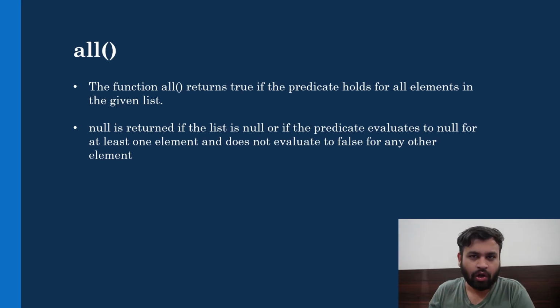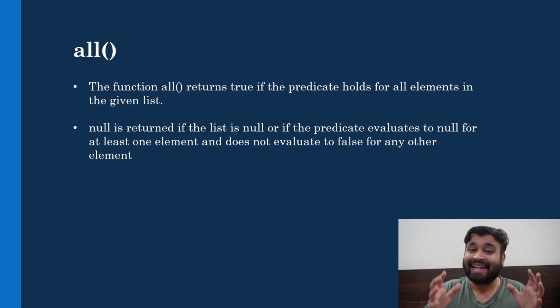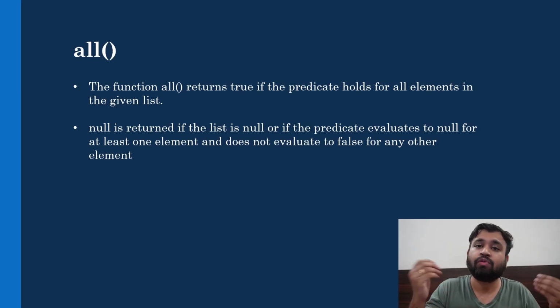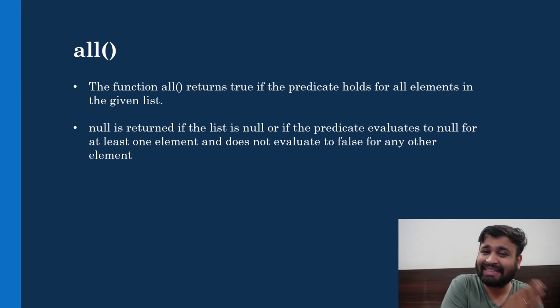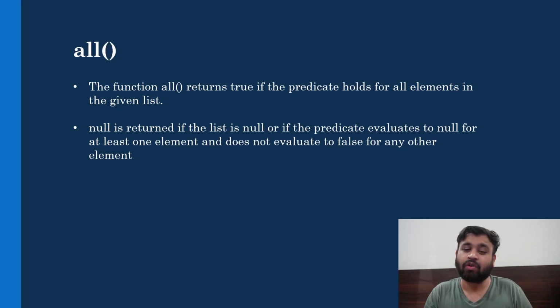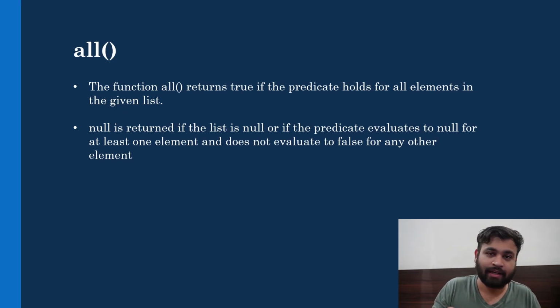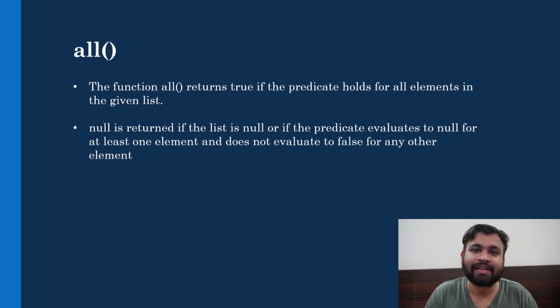The all function will return true if the predicate we give inside it holds for all the elements in the given list. It has to be satisfied for all the elements, so that way it will affect your output. Through all, null will be returned if the list you have given is null, or if the predicate evaluates to null for at least one element and does not evaluate to false for any other element. Let's look at a simple example.